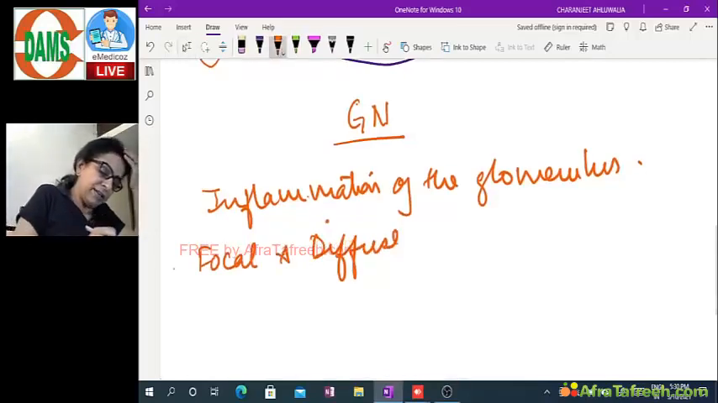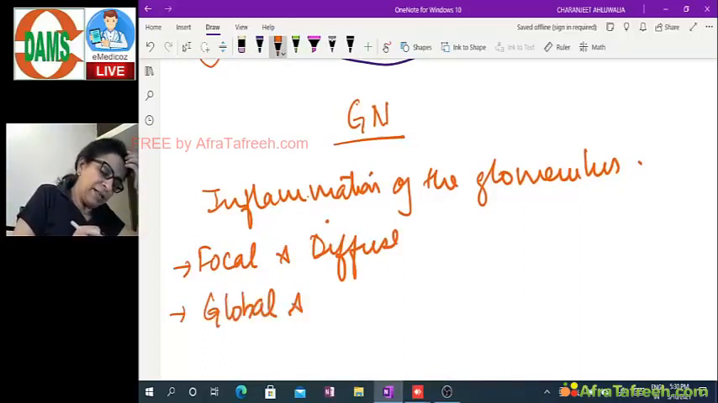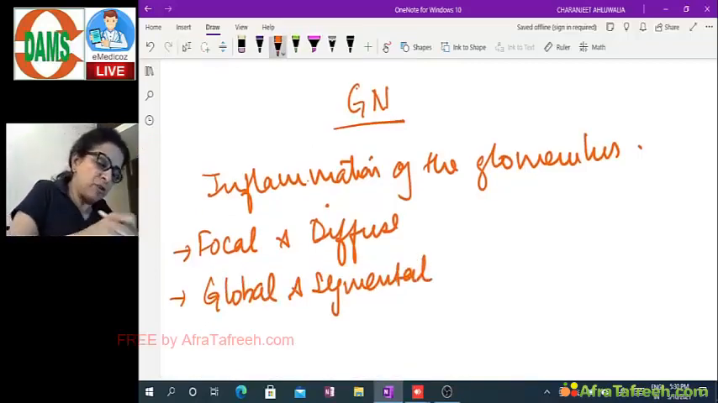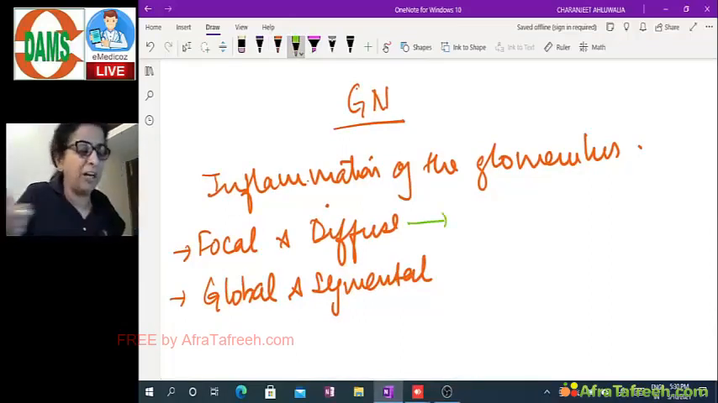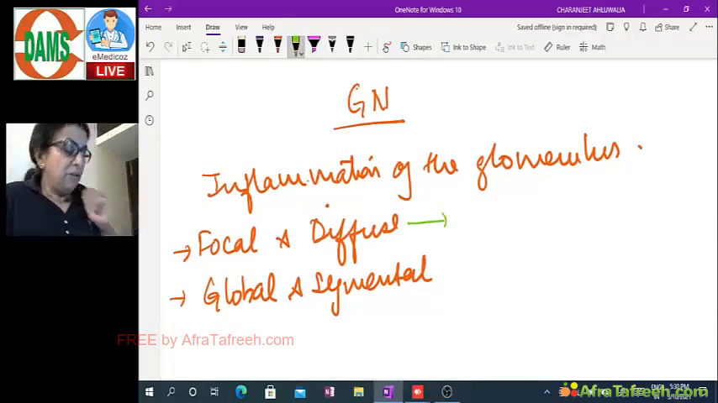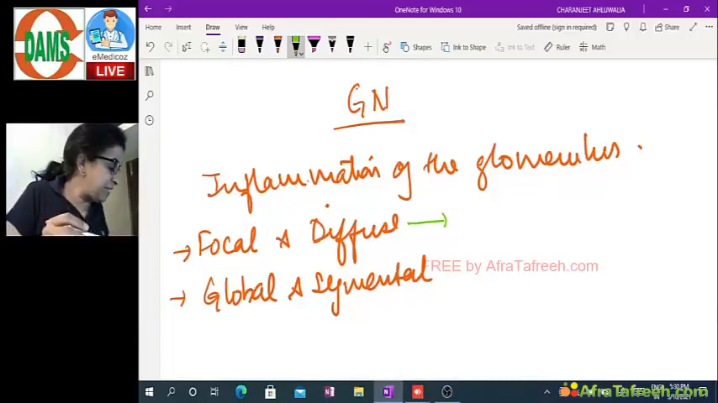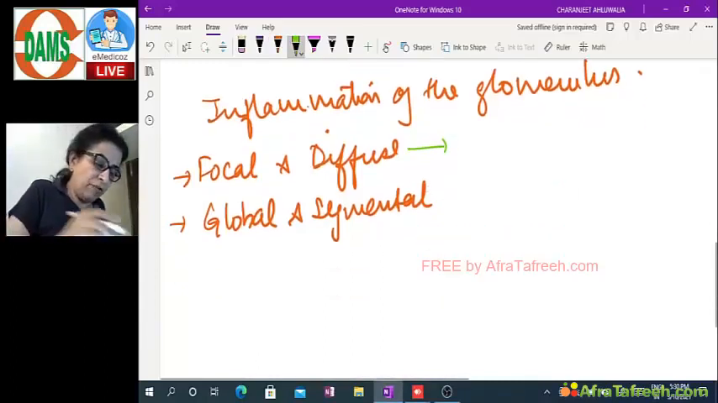And second, the term that I will use is global and segmental. Okay, now what do we mean by focal and diffuse? Focal and diffuse refer to all the glomeruli of the kidney. So now, focal glomerulosclerosis or diffuse glomerulosclerosis. So focal and diffuse first.